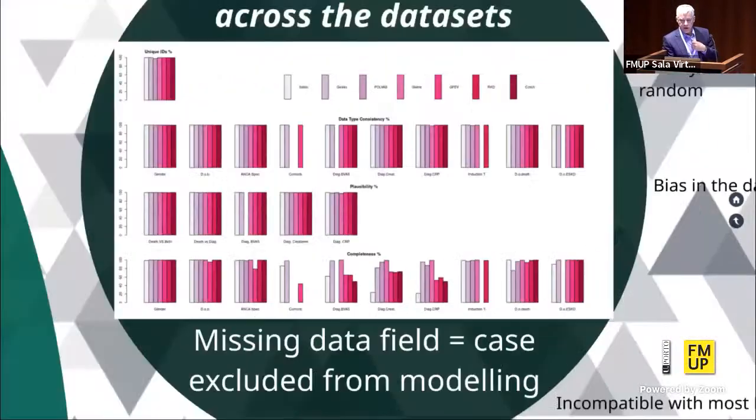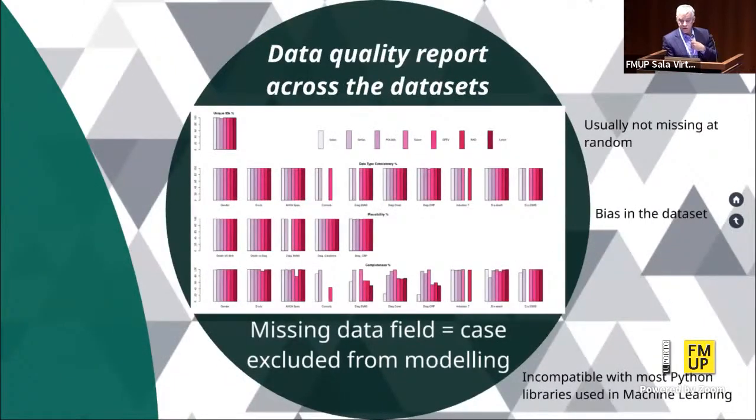And so this is a real challenge, especially for rare disease research, because a missing data field basically means that case is excluded from the modeling, and every case is precious when you've got a rare disease. Unfortunately, these are usually not missing at random. They introduce bias in the data set, and they're incompatible with most Python libraries that are used in machine learning.